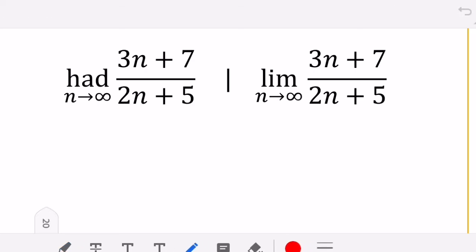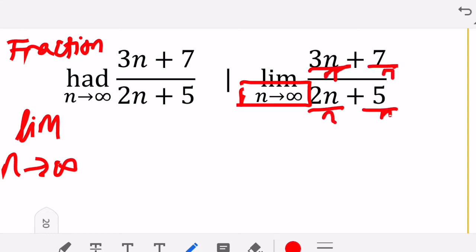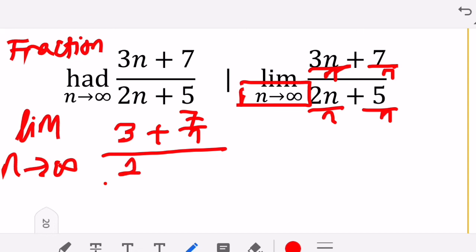For this one, you see the limit actually depends on the function. So when you see n approaching infinity, not a number, you have to make sure you convert the function into fraction, because with that only we can study the characteristic of the function when n approaches infinity. So in this case, you have to divide the terms one by one with n. After you divide by n, you see there is 3 plus 7 over n, which is a fraction, right?